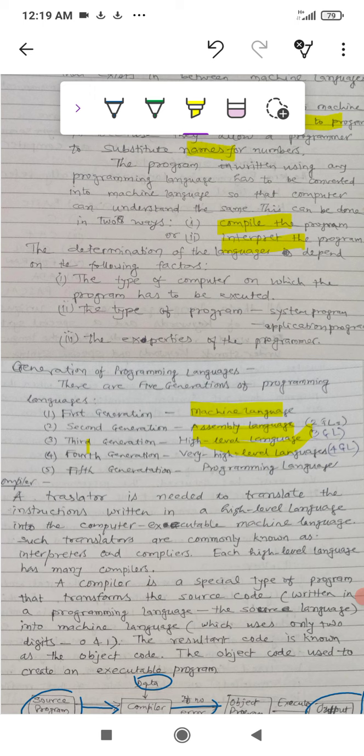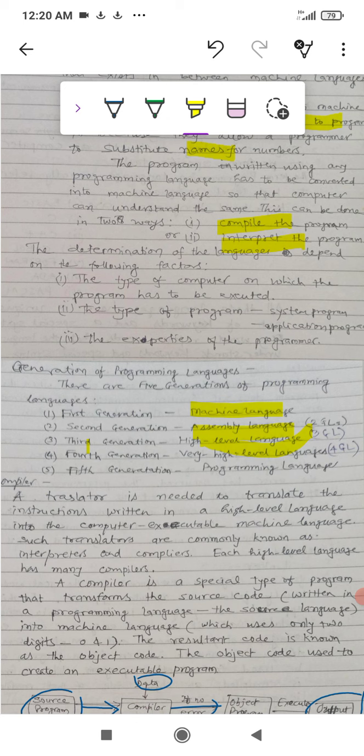Now, compiler. What is compiler? You know, assembly languages are languages between high level language and machine languages. But compilers can convert the high level languages into machine language to be understood by the computer. So, what is compiler?